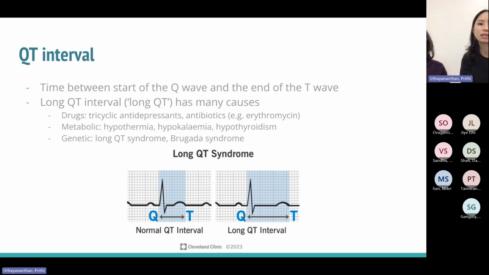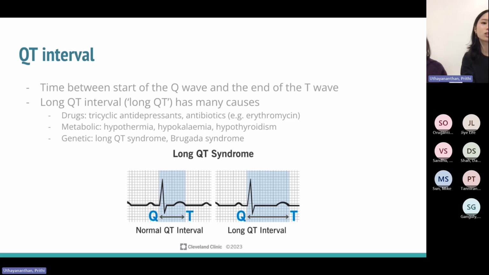You also want to look at the QT interval. So that's the time between the start of the Q wave and the end of the T wave. Long QT interval, they also just call it long QT, has many causes. Some drugs can cause it, like some antidepressants and some antibiotics as well.